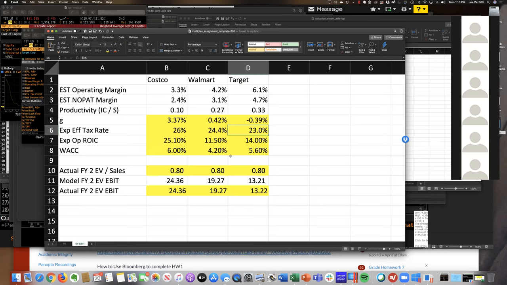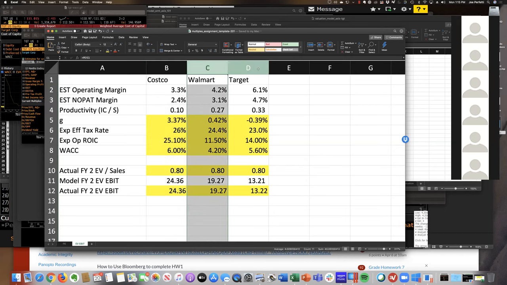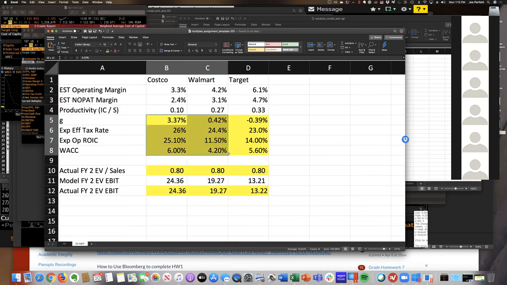All right. So now that we have the data filled in, we have to do the final analysis. Why is Costco trading at a premium or discount? Now they're trading at a premium to both Walmart and Target. So again, using the key value drivers, these numbers, why? We'll start at Costco versus Walmart. So Costco is trading at a premium, 24.4 versus 19.3 times EBIT to Walmart. And the reason why is even though they have a slightly higher tax rate of 26 versus 24.4, which should not explain the difference, okay?